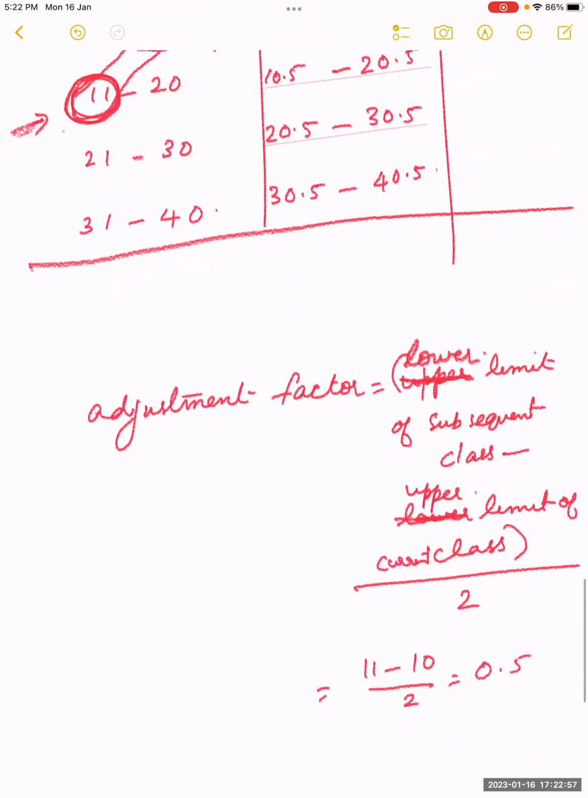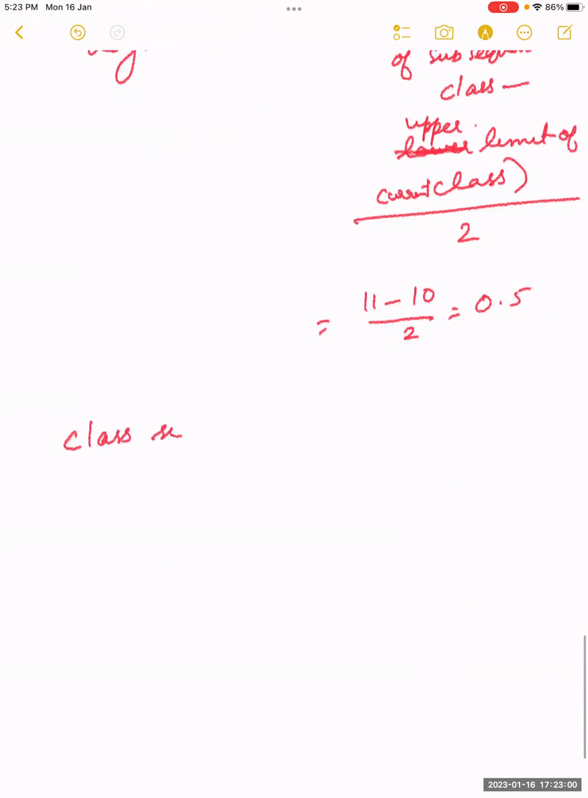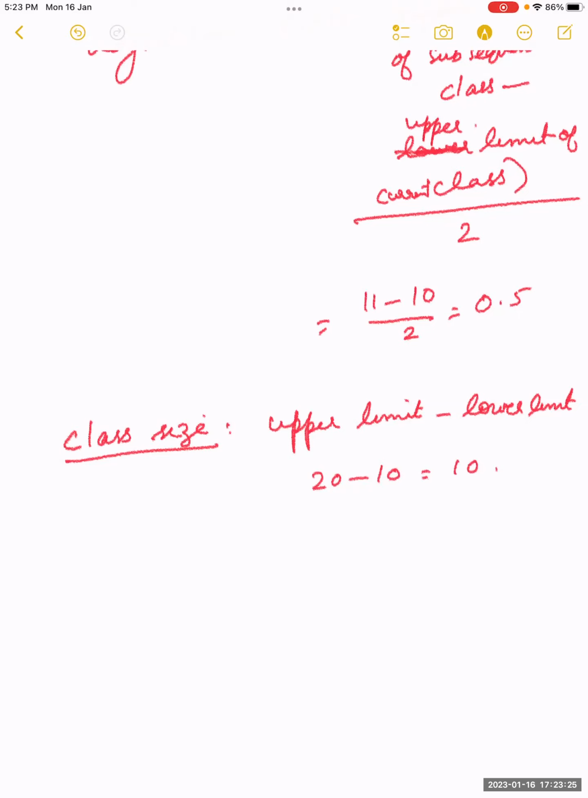Class size. What is meant by class size? You just do lower limit minus upper limit. Sorry, upper limit minus lower limit. If it is 10 to 20 or 20 to 30, maybe 20 minus 10, which is 10, would be the class size. Understood? Class size is upper limit minus lower limit, or the difference between the upper limit and lower limit is called class size.